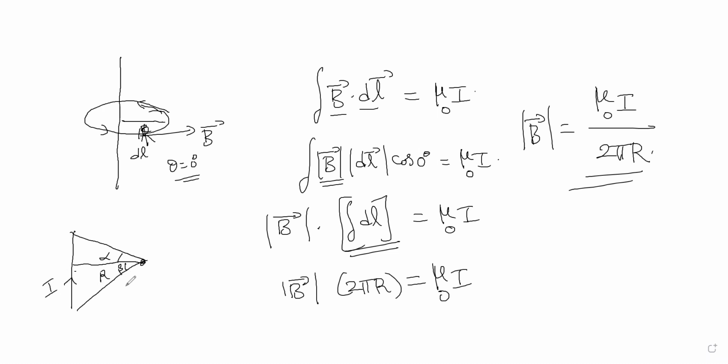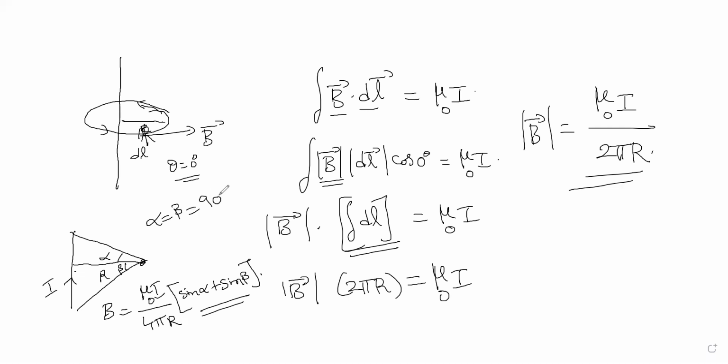What's the magnetic field? That is given by mu naught I divided by 4 pi r into sine alpha plus sine beta. This is the expression you have. And when you set alpha equal to beta equal to 90 degrees, you are going to get this expression for the infinite conductor.